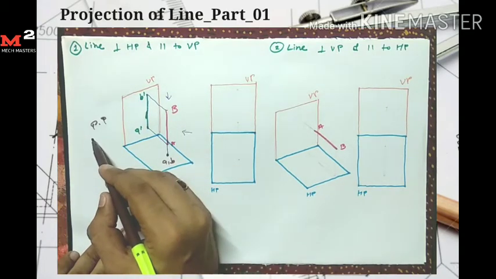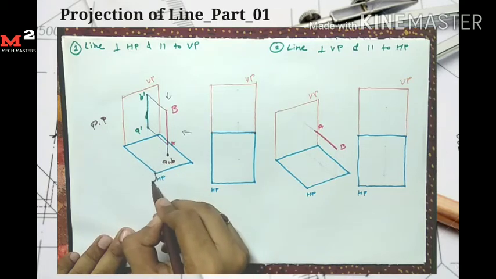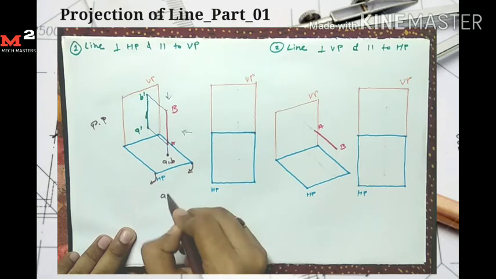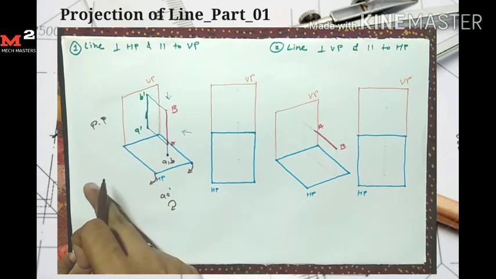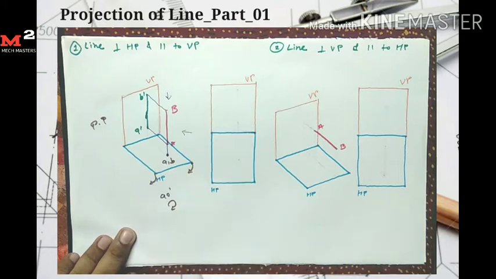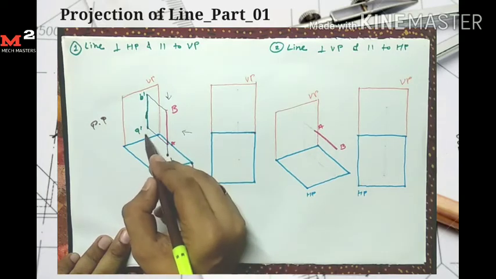This is the pictorial presentation. Now draw the orthographic presentation. I simply rotate the horizontal plane 90 degrees in clockwise direction. So I get the horizontal plane exactly below the vertical plane. Similarly in this way, here I first mark the point A.